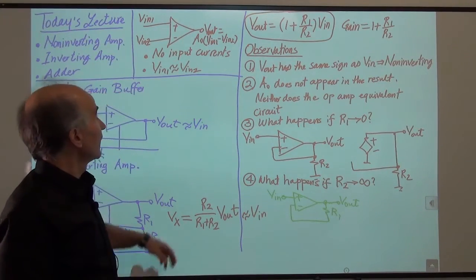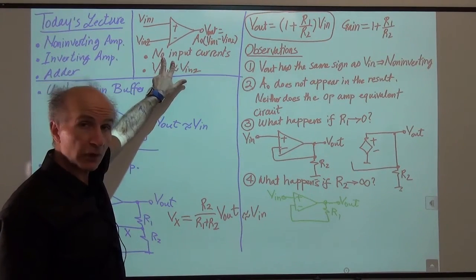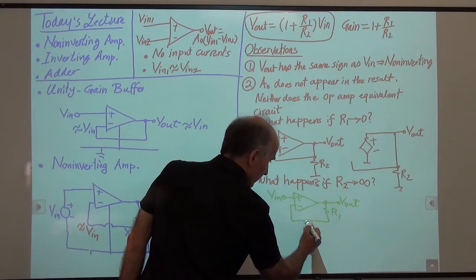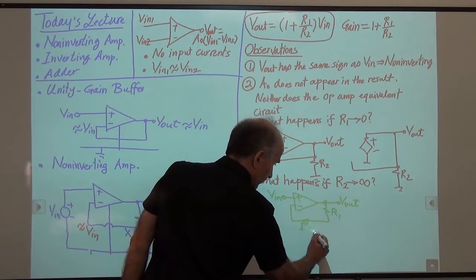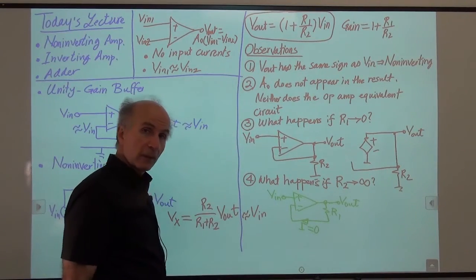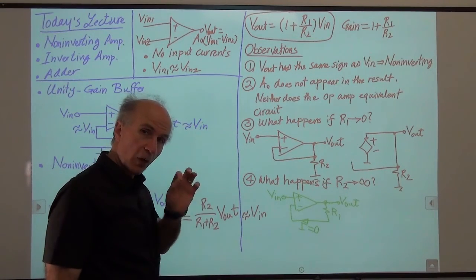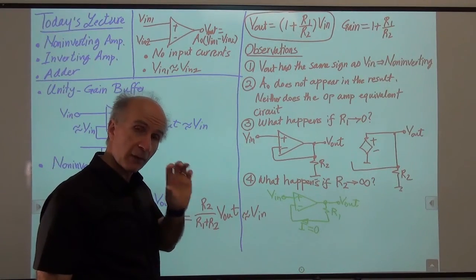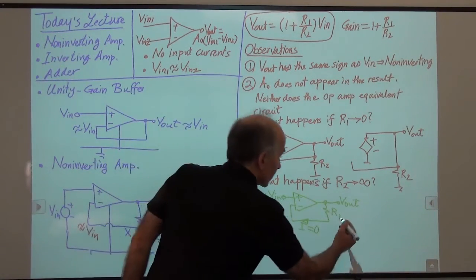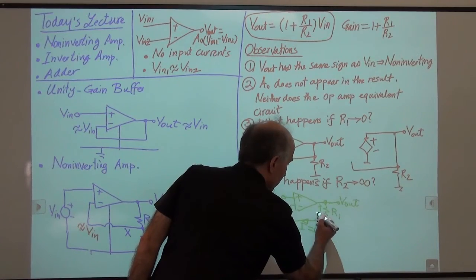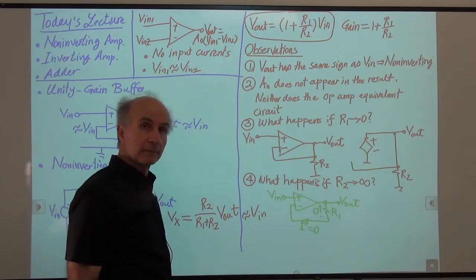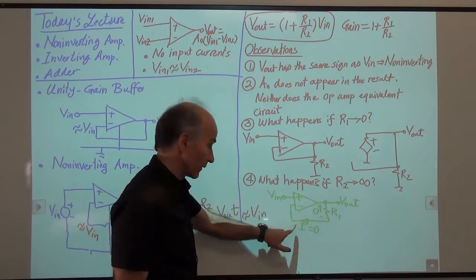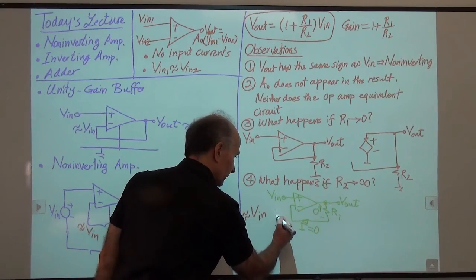Well, remember that we said the op amp draws no current, right? So the current through this is 0. So we say I is equal to 0. If the current through this is 0, the current through R1 is 0. If the current through R1 is 0, the voltage across R1 is 0. So this voltage here is 0. If this voltage is 0, whatever voltage we have here, we have here. So this is still equal to V out.